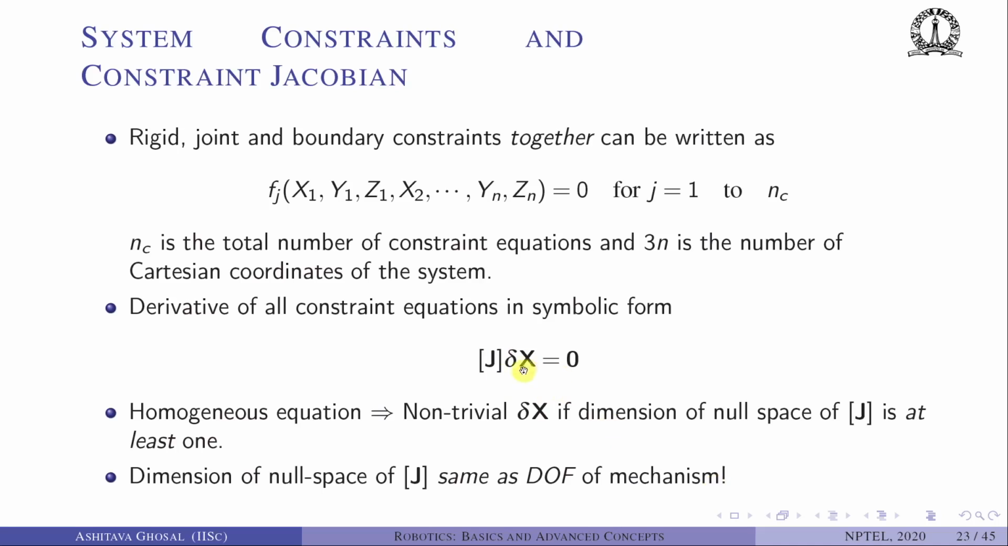So what he said was, if delta x were non-trivial, that means there is a possibility of some motion, a change of coordinates, and that can only happen if the null space of J is at least of dimension 1.